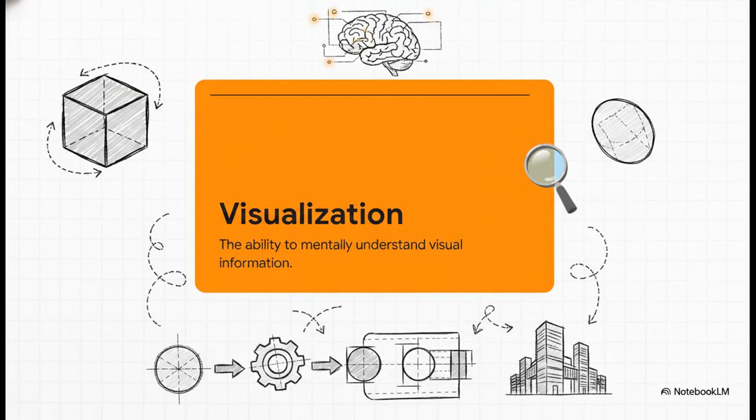So the first and probably the most important skill in this language doesn't even involve your hands. It's all in your head. It's called visualization. It's that ability to see an object in your mind's eye, to mentally spin it around, look at it from the top, the bottom, the side, all before you ever draw a single line.